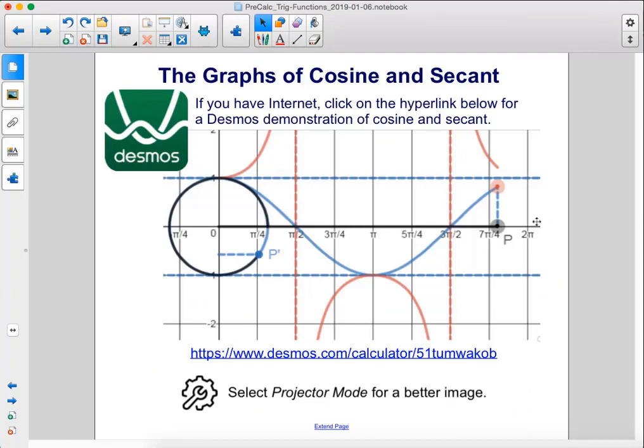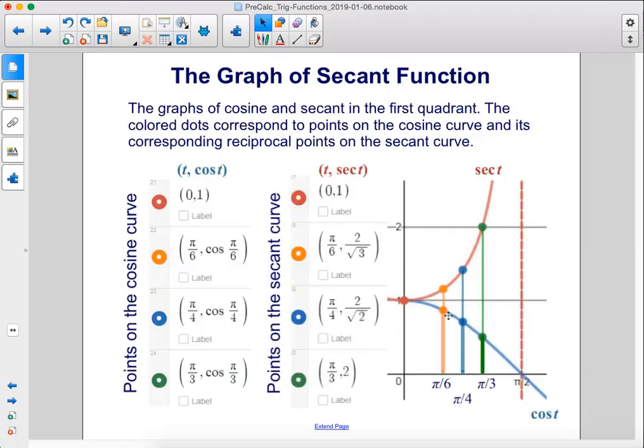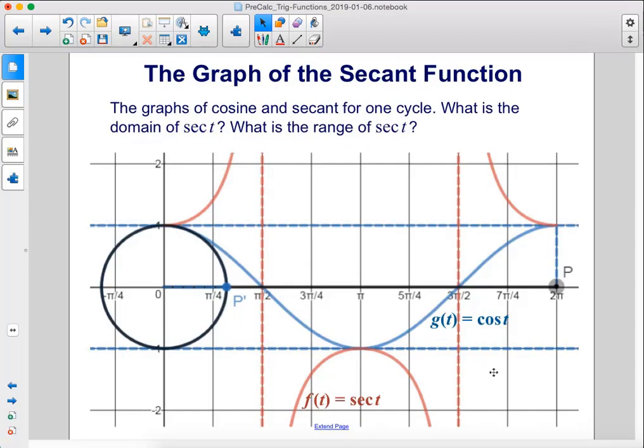If you have internet, click on the hyperlink below for a Desmos demonstration of cosine and secant. Here are the graphs of cosine and secant in the first quadrant. The colored dots correspond to points on the cosine curve and its corresponding reciprocal points on the secant curve. So here is the cosine wave. It starts up here at (0, 1), and then goes down to a minimum down here at pi. And the secant wave goes up like that. The graphs of cosine and secant for one cycle. What is the domain of secant t? What is the range of secant t?